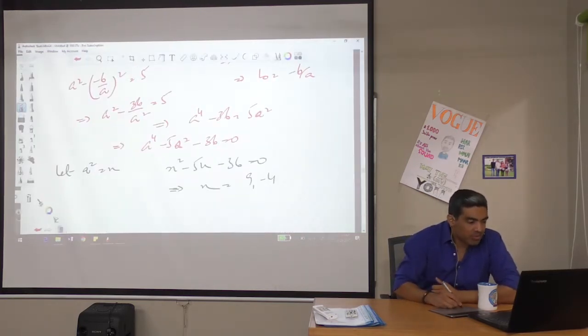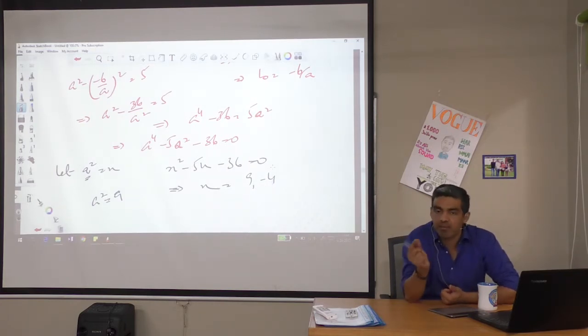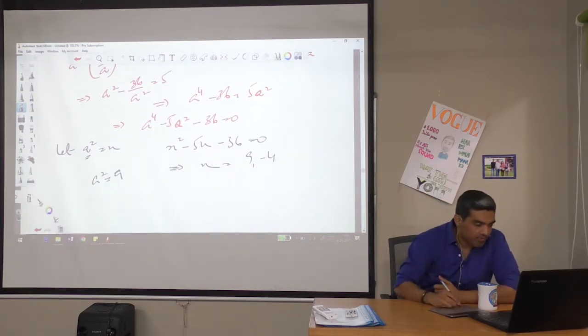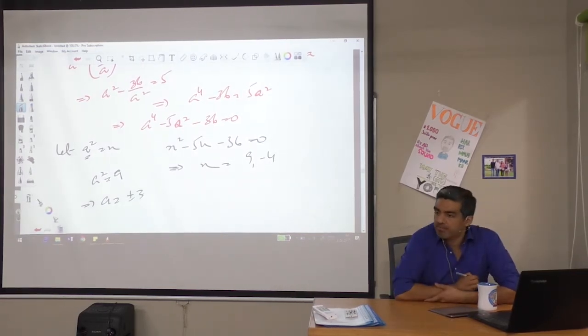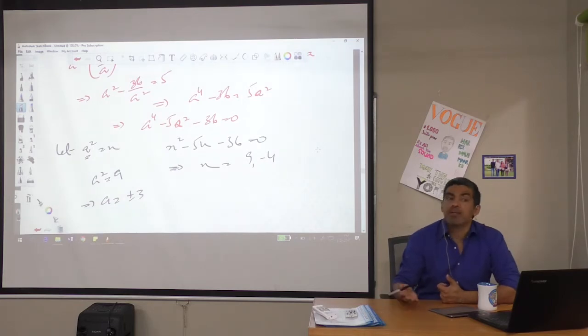So, if you say x is equal to a square, then a square can only be equal to 9. It can't be equal to minus 4 because a itself is a real number. A square cannot be minus 4. So, a square is 9, which implies that a is plus minus 3. Are we okay with that? Now you're getting two values of a. And yes, you should be getting two values of a because therefore you'll get two values of b and you are supposed to get two square roots.